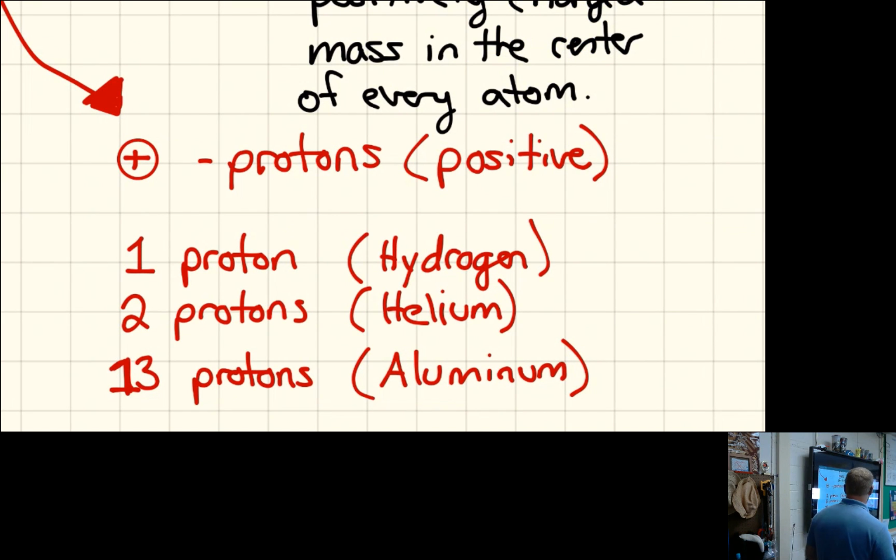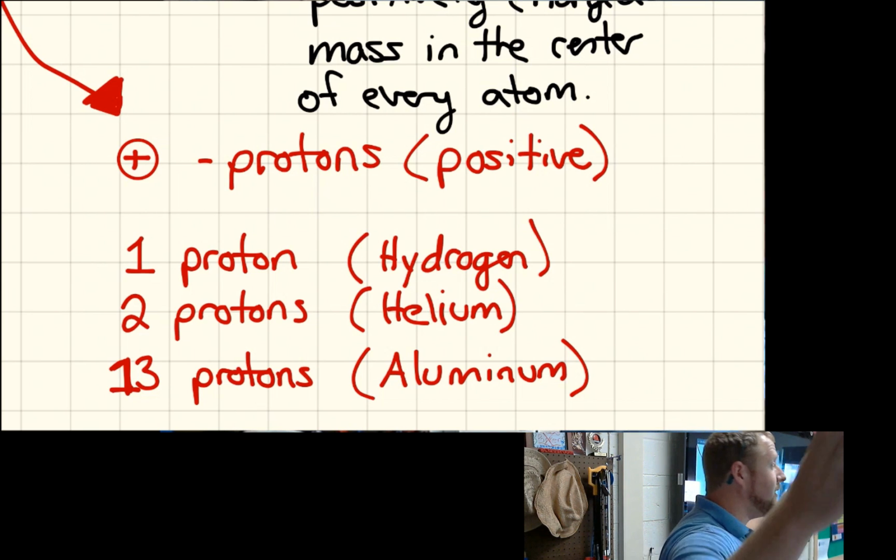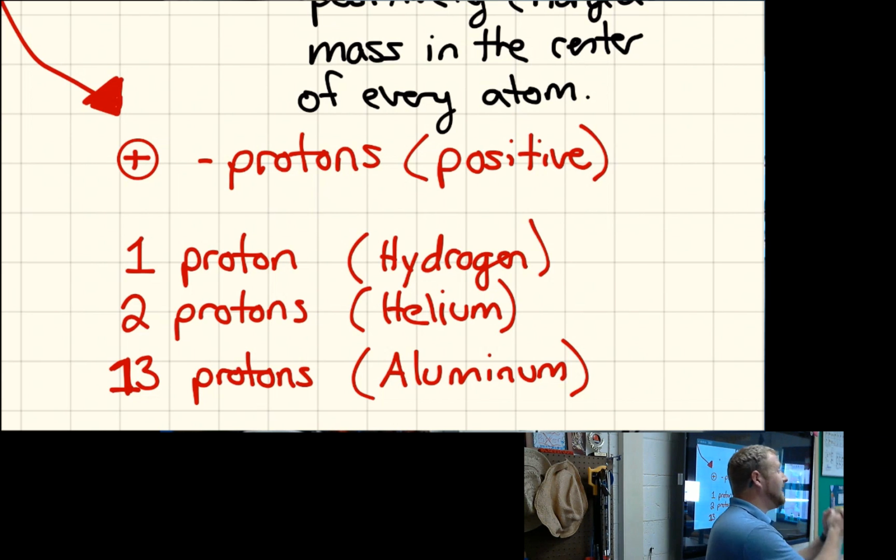Okay, protons are positive, and that is true. We've already identified that. But I want you to write these three examples down. 1 proton, hydrogen. 2 protons, helium. 13 protons, aluminum. What am I getting at here? What am I getting at? Yeah. The amount of protons in the atom tells us what the atom is. That's exactly right. It's like a perfect answer. The number of protons in the nucleus tell us what the atom is. I mean, that's exactly right.